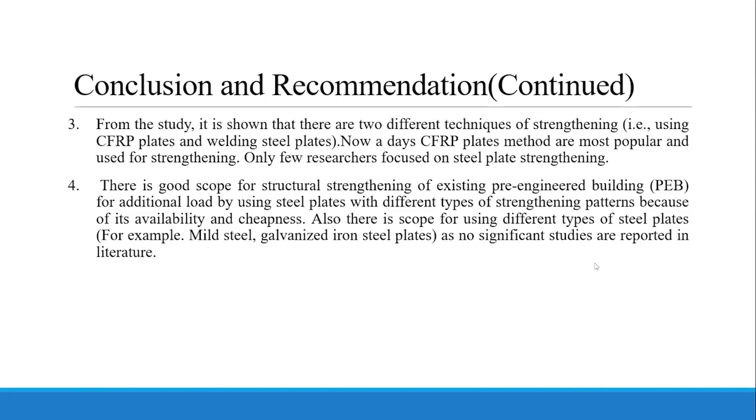Fourth conclusion is there is good scope for structural steel for existing pre-engineered building for additional load by using steel plate with different types of strengthening patterns because of its availability and cheapness. Also, there is scope for using different types of material, for example, mild steel, galvanized iron steel plates, as no significant studies are in the literature.